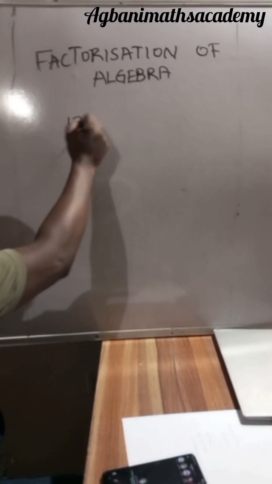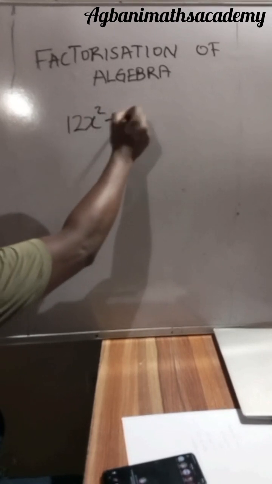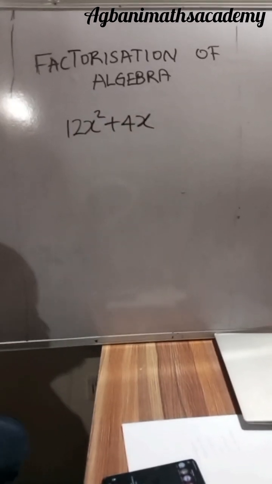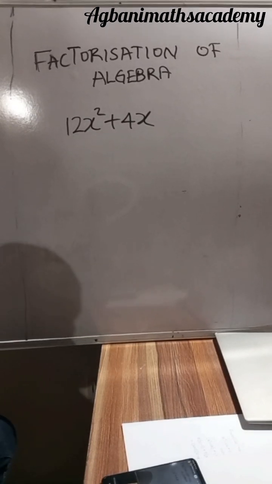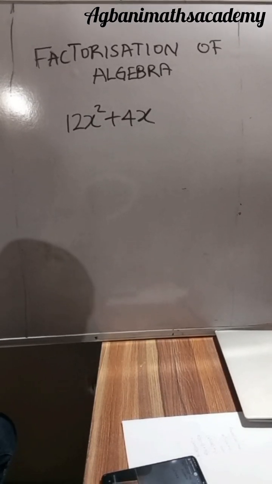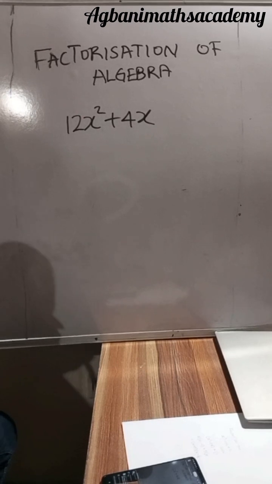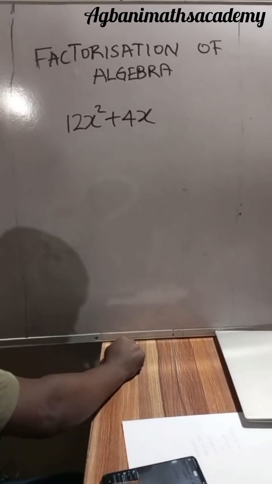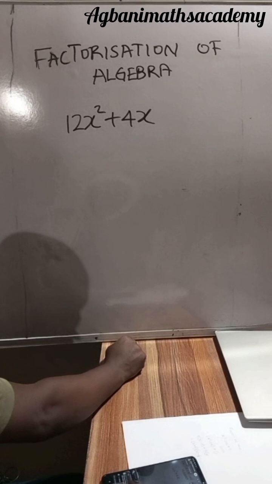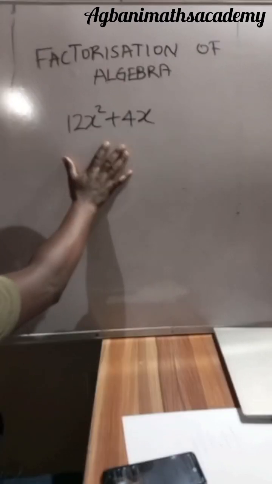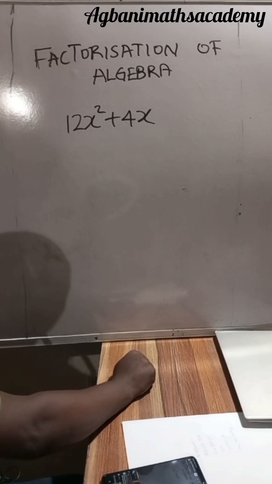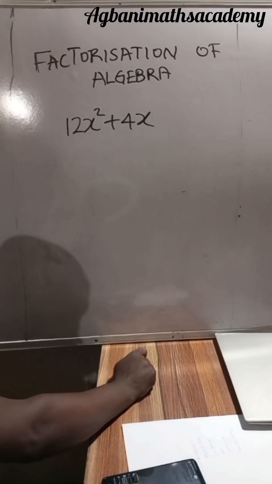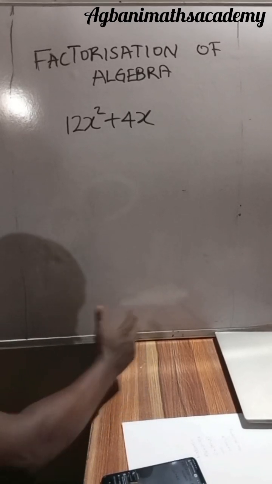If we are looking at something like 12x squared plus 4x, and we are expected to factorize this algebra. Factorization of algebra simply means introduction of bracket to the algebra. So this is an algebra. How do we know that this is an algebra? An algebra is a mathematical expression containing numbers and alphabets.